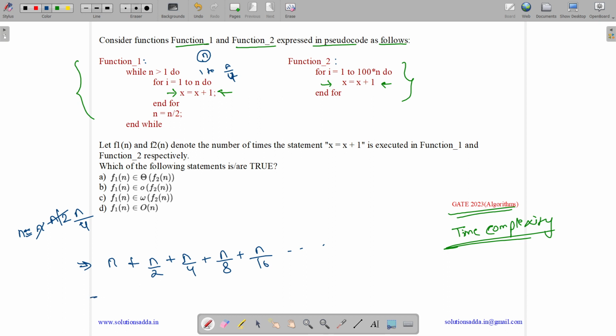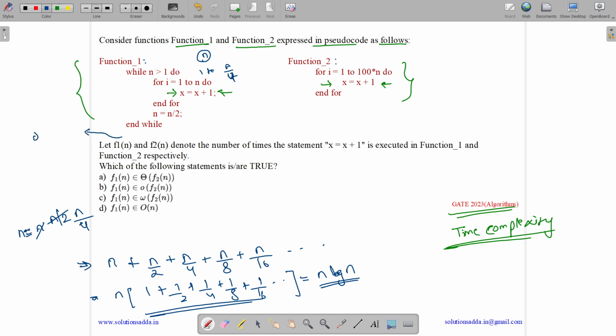So we can write it as n times (1 + 1/2 + 1/4 + 1/8 + 1/16 + ...). And this term is basically equivalent to log n. So we have complexity as n log n. So what is f1(n)? f1(n) is equal to O(n log n).